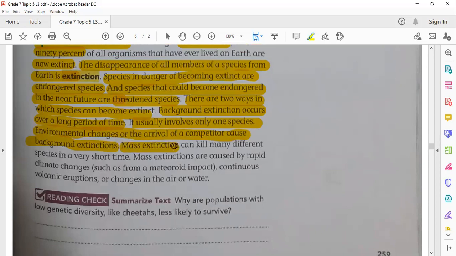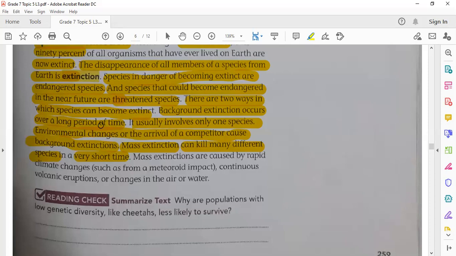How does mass extinction differ from background extinction? The mass extinction can kill many different species. So this is the first difference. In background extinction, it occurs for only one species. The mass extinction is for many species. And the second difference is that mass extinction happens in a very short time, while the background extinction occurs over a long period of time.